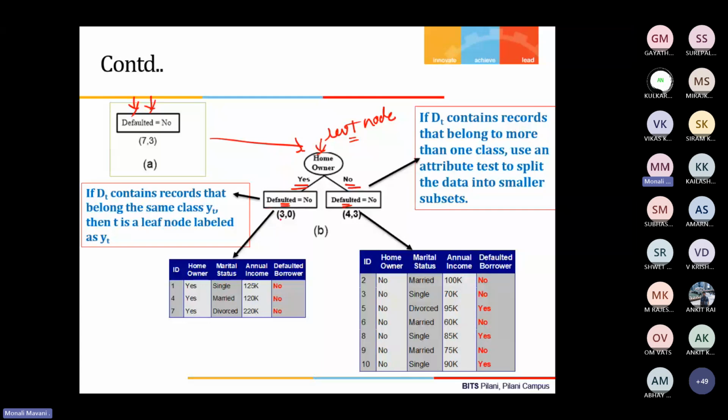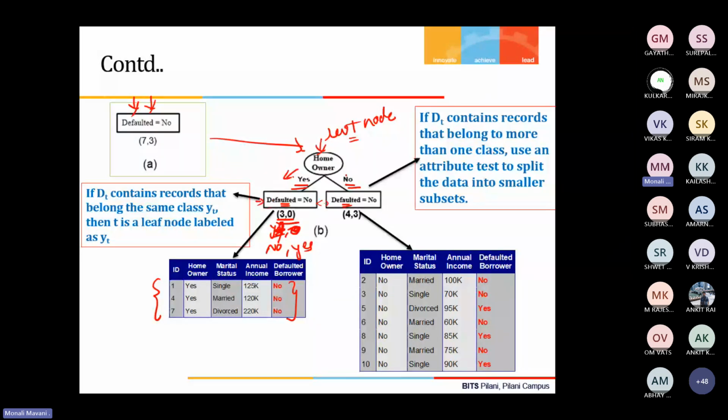Now we identify, in both leaf nodes, whether this is a correct leaf node or whether I can further grow the tree from there. On my yes branch, I have 3 examples belonging to the no class and 0 examples belonging to the yes class. All of the examples are homogeneous, so homogeneity is achieved. There is no other way I can split it. So in the left branch, I have reached a leaf node.